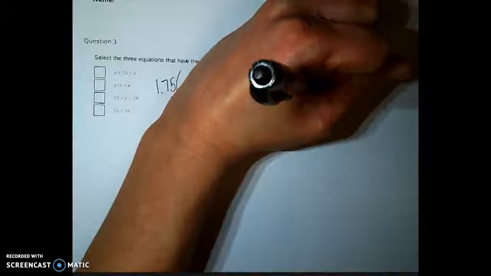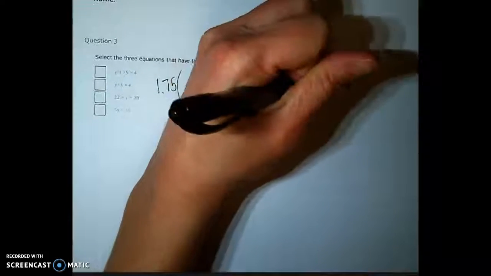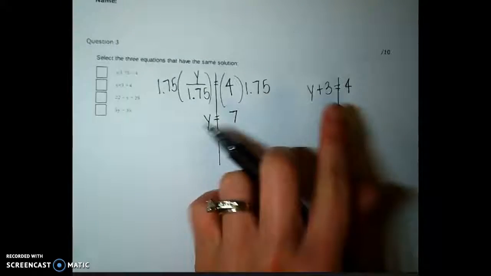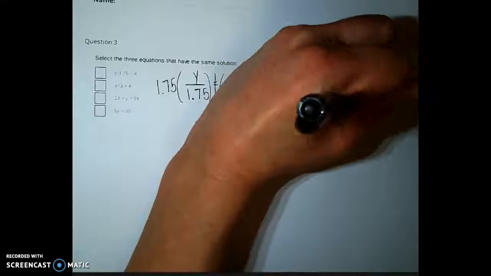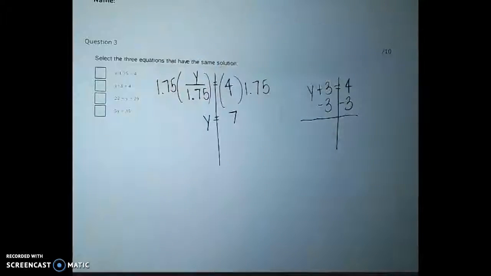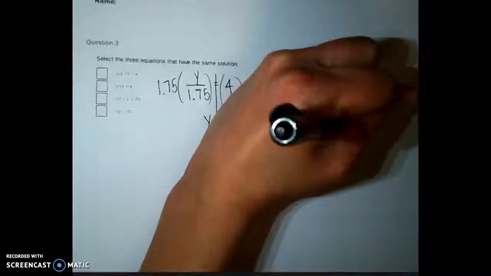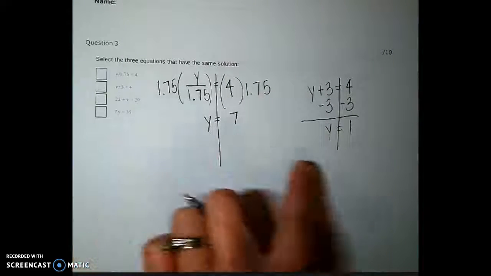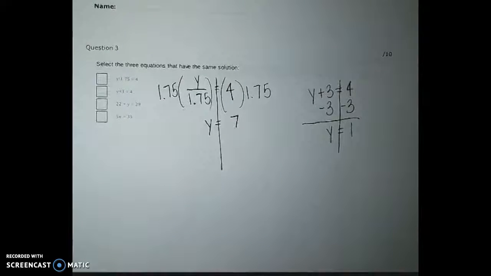The next equation is y plus 3 equals 4. So I draw a line down my equal sign. I want to get y by itself, so I have to undo addition. The opposite of addition is subtraction. So I'm going to subtract 3 from both sides, and that gives me y equals 4 minus 3, 1. So far I got 7 and 1, so nothing that's the same quite yet.